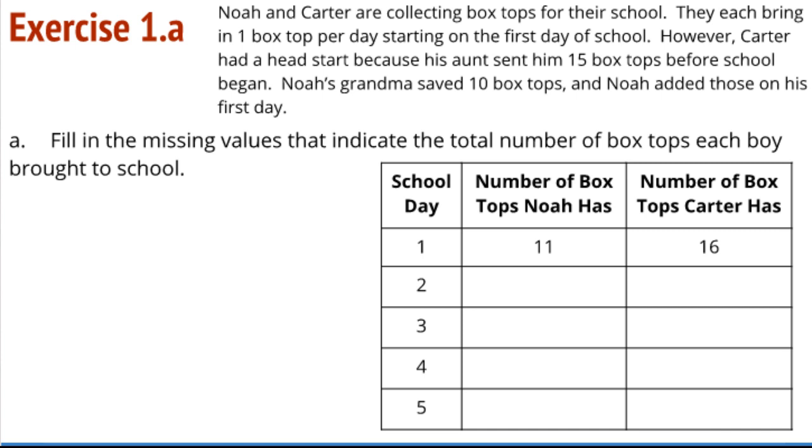All right, so Noah and Carter are collecting box tops for their school. They each bring in 1 box top per day. That sounds like a rate there: 1 box top per day, starting on the first day of school. However, Carter had a head start because his aunt sent him 15 box tops before school began. Now, Noah's grandma saved 10 box tops, and Noah added those in on his first day.